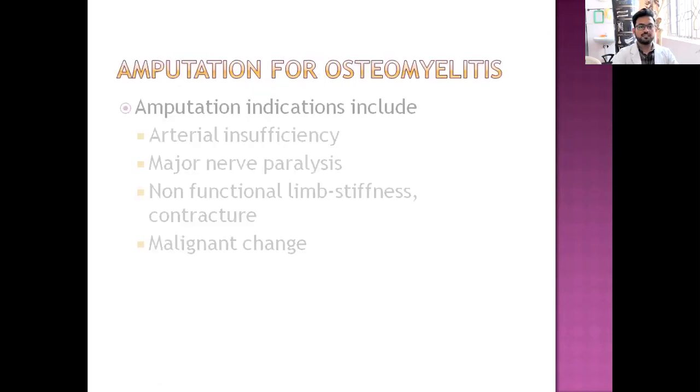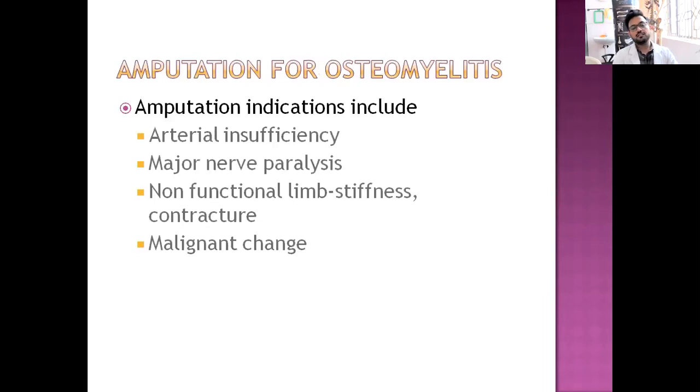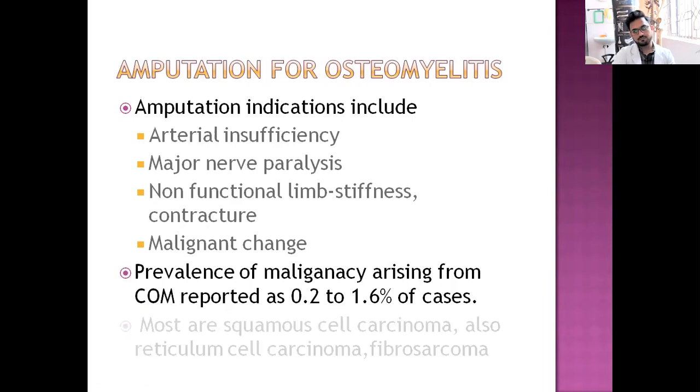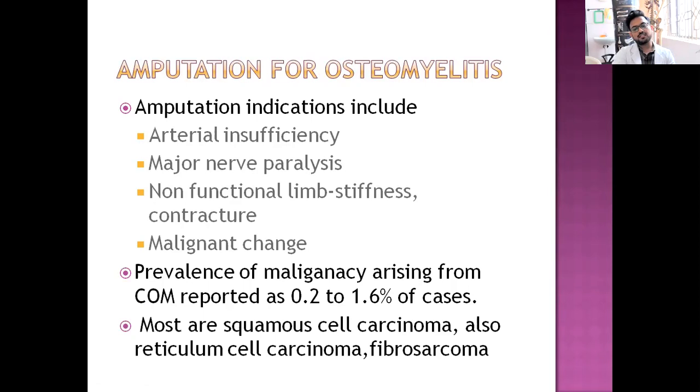Amputation for osteomyelitis. What are the indications for amputation? Either there is arterial insufficiency, major nerve palsy or paralysis, non-functional limb, stiffness, contractures, or malignant change. Prevalence of malignancy arising from chronic osteomyelitis is reported in 0.2 to 1% of the cases. Most are squamous cell carcinoma, also reticulum cell carcinoma, and fibrosarcoma.